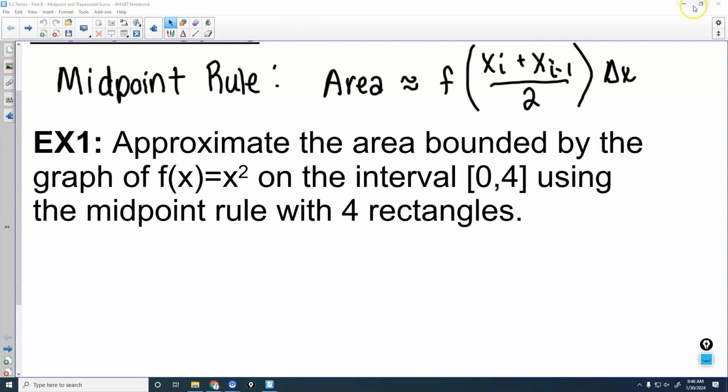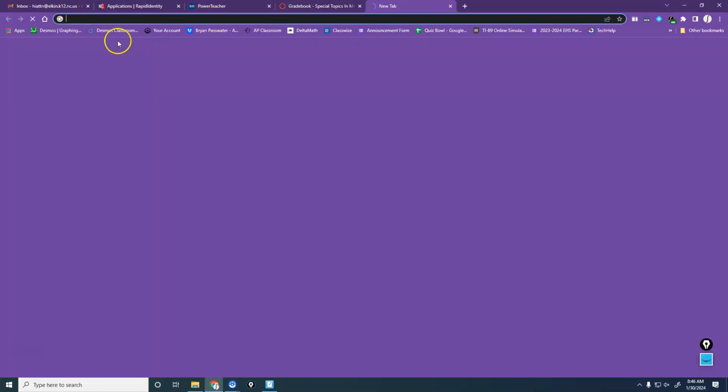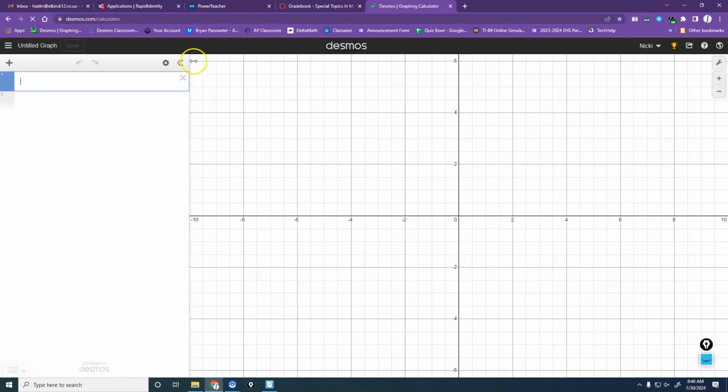For the sake of time, I am going to cheat and use a Desmos graph right here, even though we can't use Desmos.